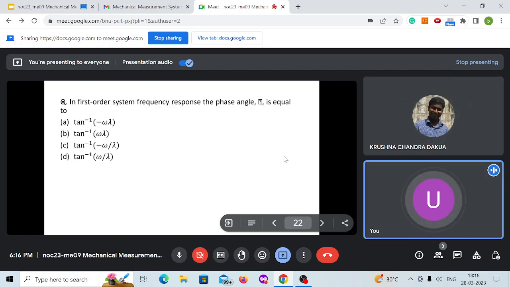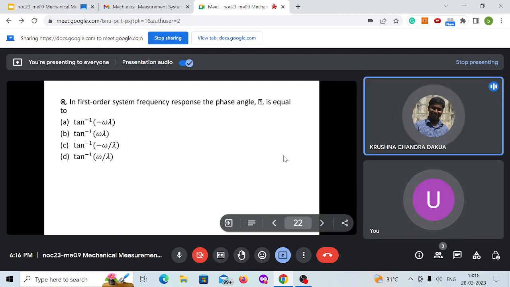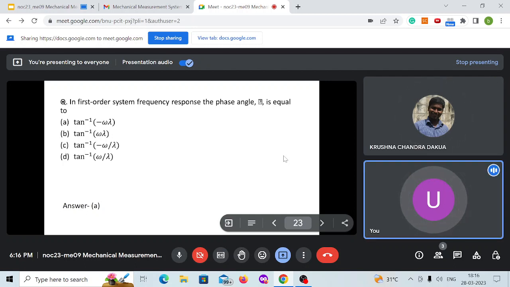Moving next, in a first order system frequency response, the phase angle is phi. What is phi equal to? A: tan inverse of minus omega lambda, B: tan inverse of omega lambda, C: tan inverse of minus omega by lambda, D: tan inverse of omega by lambda. The answer is A, tan inverse, correct. The answer is option A. So this is the amount by which the output will shift.